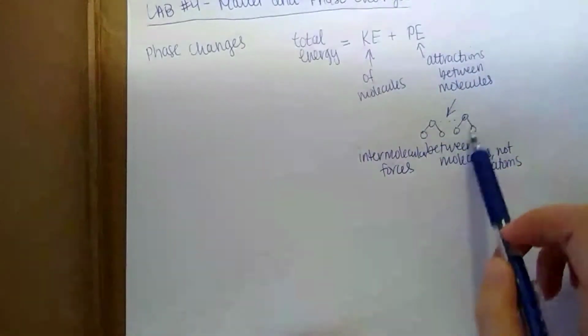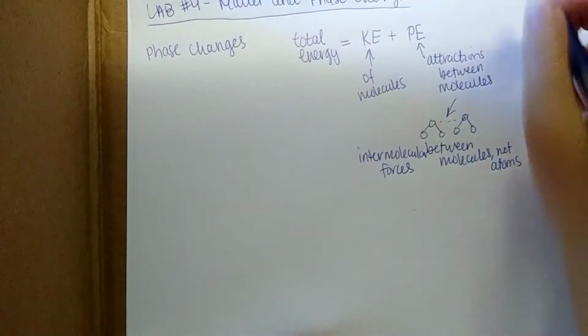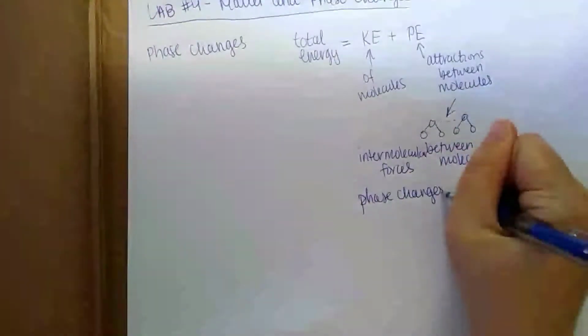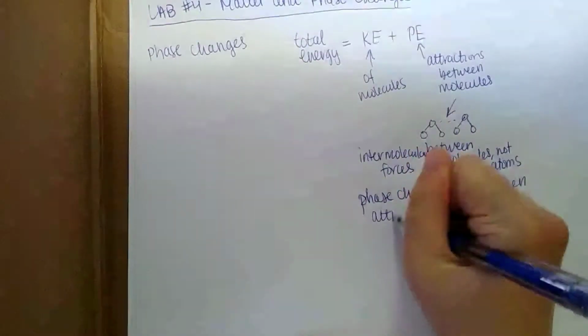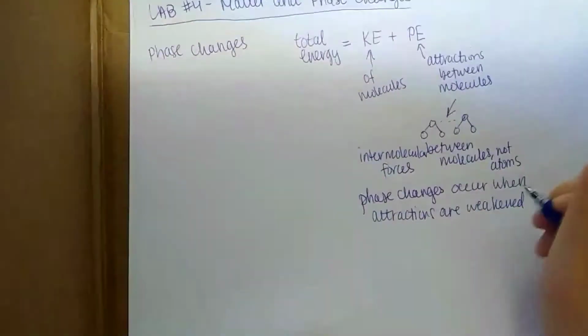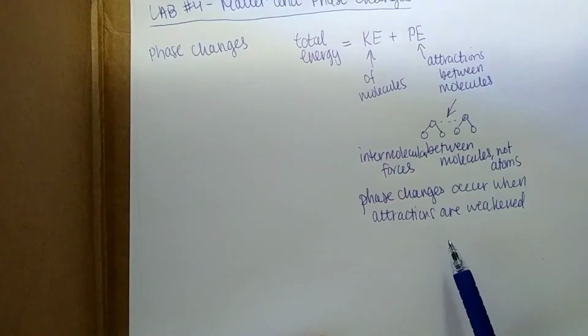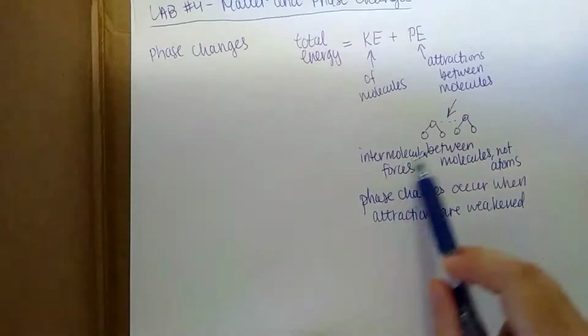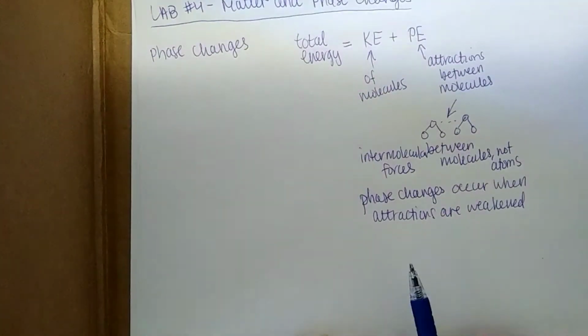So these intermolecular forces, like I said, these attractions are responsible for the phase changes. So phase changes occur when the attractions are weakened. Remember we talked about the fact that the energy between particles is lowest for the gas, a little bit stronger for the liquid, and strongest of all for the solid. So basically, what you want to look for when you're looking for a phase change is changes between the attractions between the particles, between the molecules.